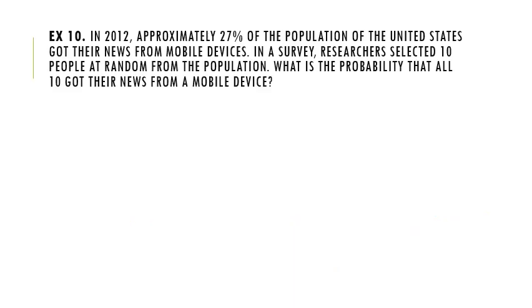All right, so example number 10 says, in 2012, approximately 20% of the population of the United States got their news from mobile devices. In a survey, researchers selected 10 people at random from the population. What is the probability that all 10 got their news from a mobile device? So we have 10 people, probability of 1, 2, 3, 4, 5, and 6, all the way up to 10.